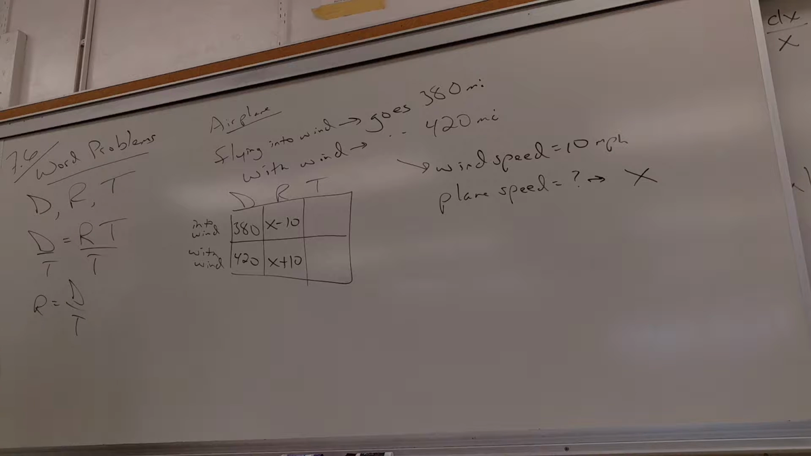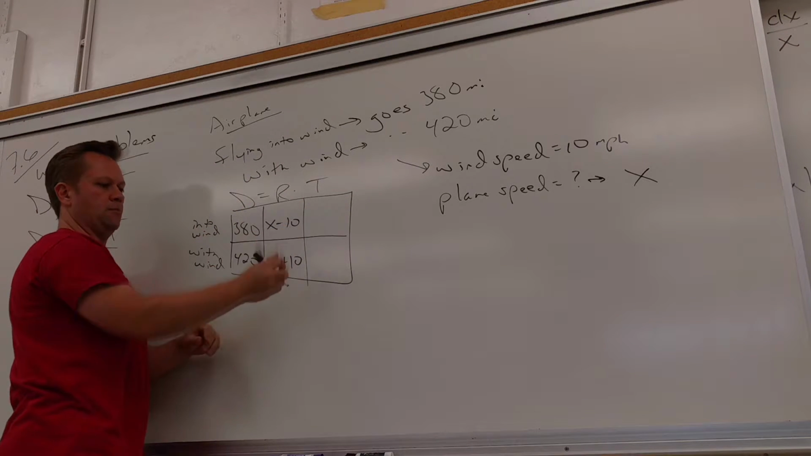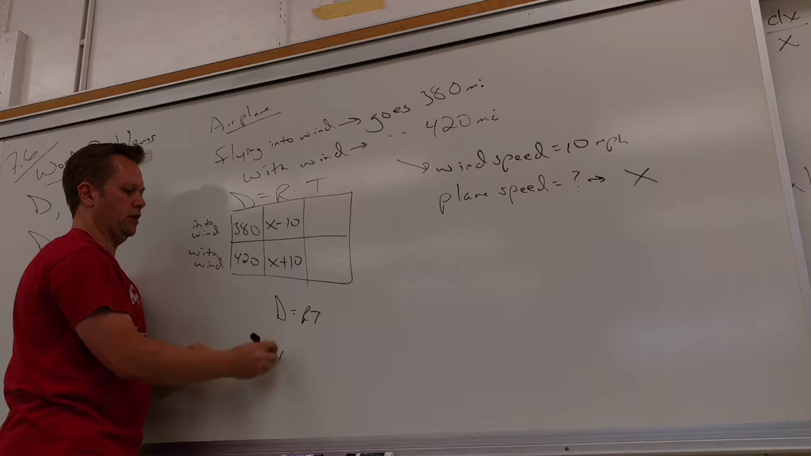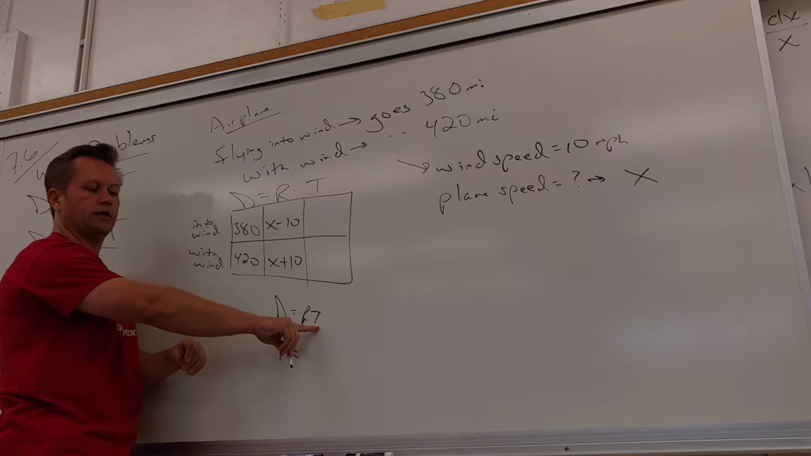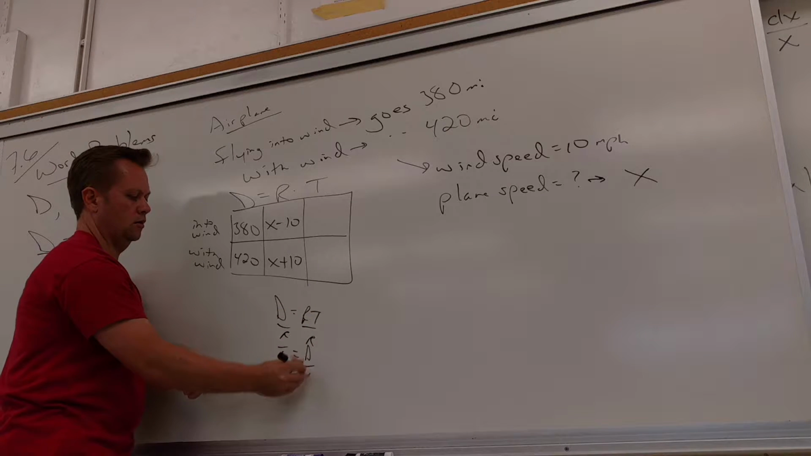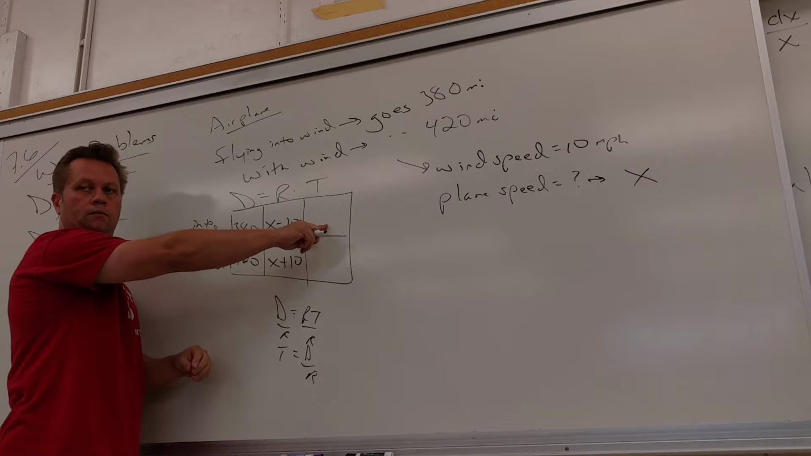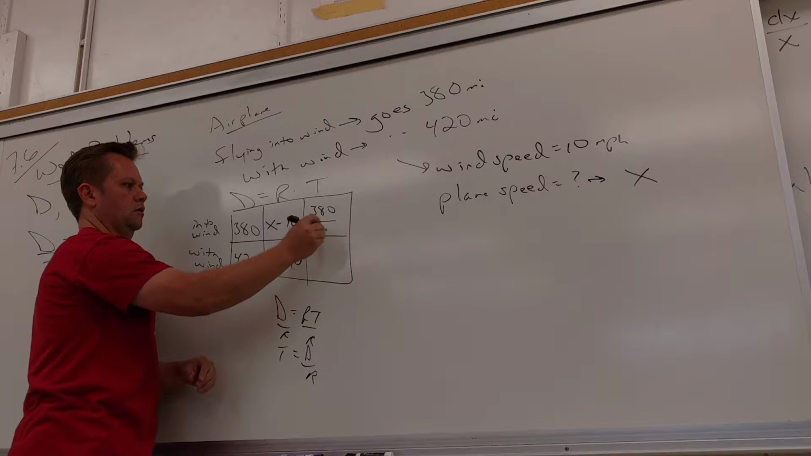Whenever you get this chart filled up to where you have one blank spot left in both rows, then you use the formula. Distance is rate times time. So if d is rt, what's time equal to? What do you do to get t by itself? Divide by r. So what's it going to be here? Distance divided by rate. So what do I put there? 380 over x minus 10.